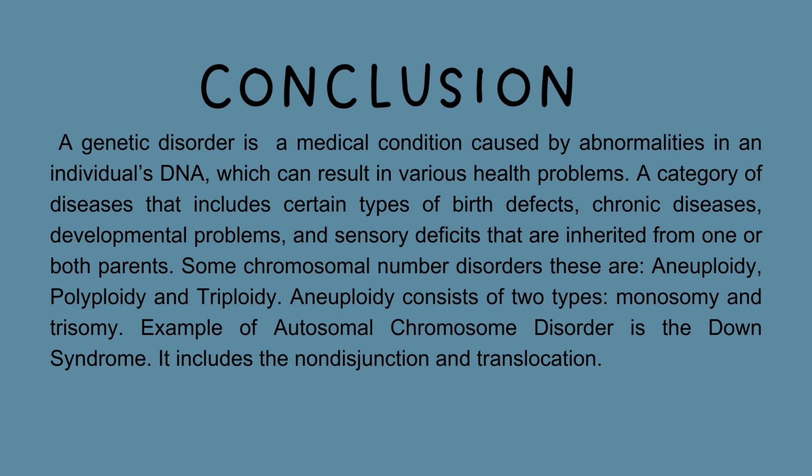Some chromosomal number disorders are aneuploidy, polyploidy, and triploidy. Aneuploidy consists of two types, the monosomy and the trisomy. The example of autosomal chromosome disorder is Down syndrome. It includes the non-disjunction and translocation.